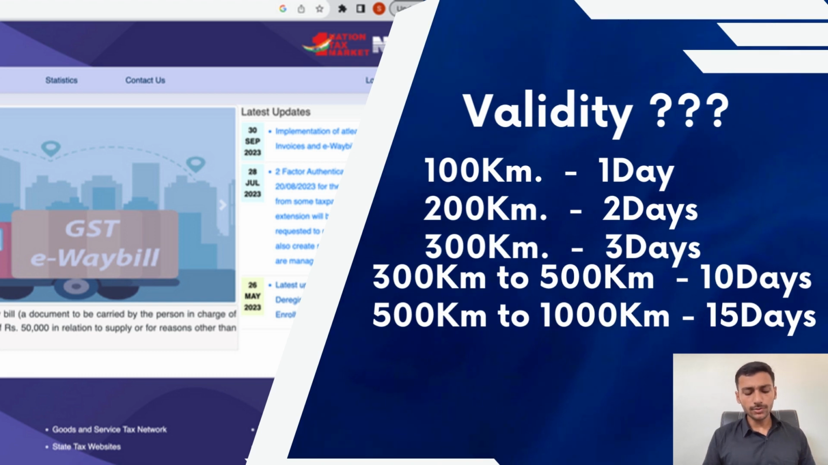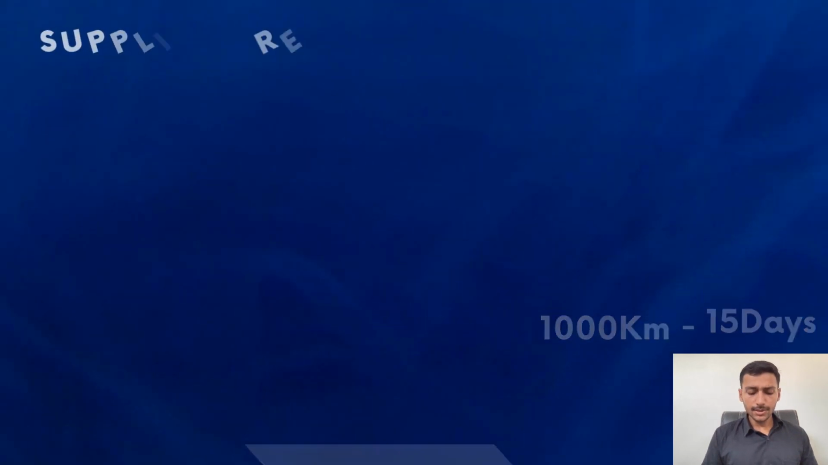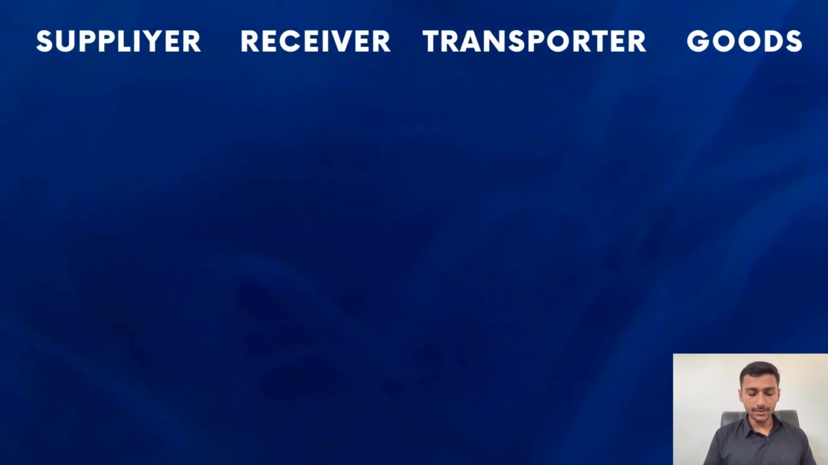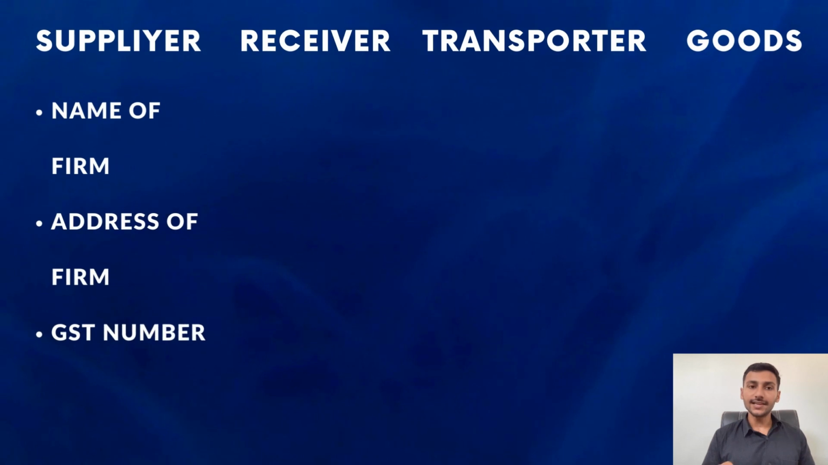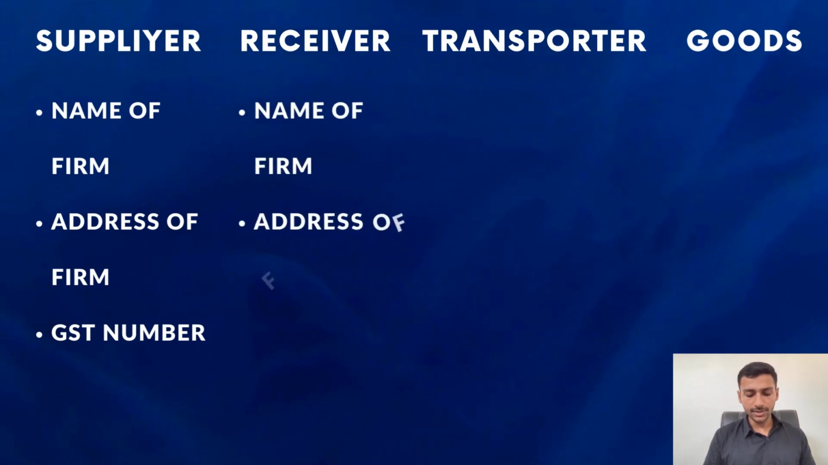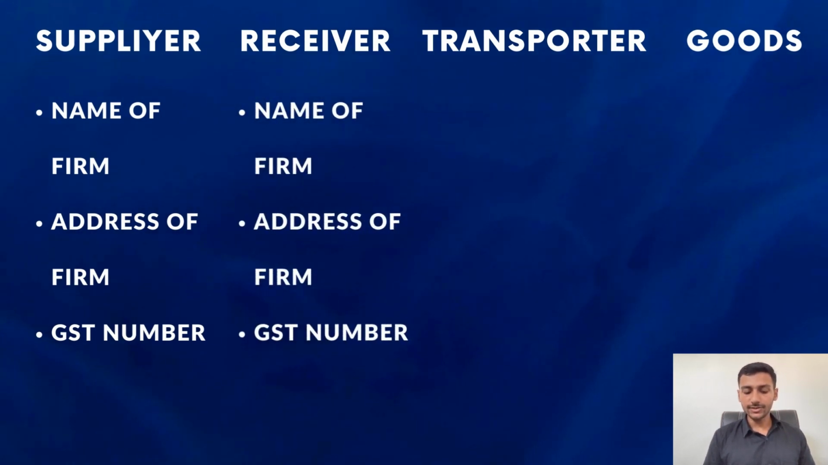Now, let's talk about some details needed for that EWay bill. In that EWay bill, we can find details of supplier, receiver, transporters, and goods. For the supplier, we need name of firm, address of firm, and GST number. And for the receiver, we need all these same three things: name of firm, address of firm, and GST number.